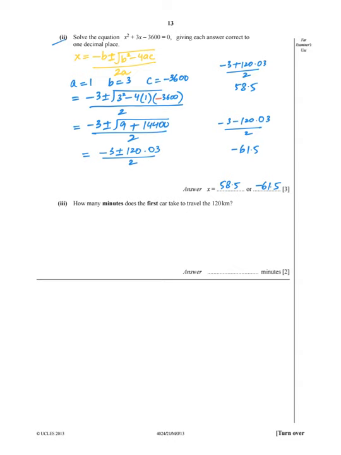In the last part, how many minutes does the first car take to travel the 120 kilometers? So the first car expression was 120 upon x, right? And the value of x we found is 58.5. When you divide it, it will be 2.05, but that answer is in hours, and you need to give your answer in minutes. For that, you need to multiply it by 60, and when you multiply it by 60, you will get 123 minutes, and that is your answer.